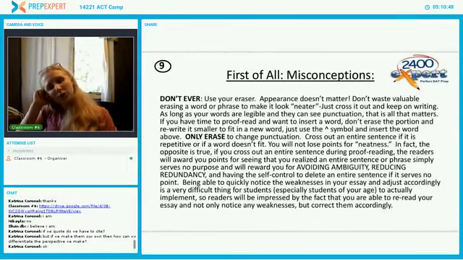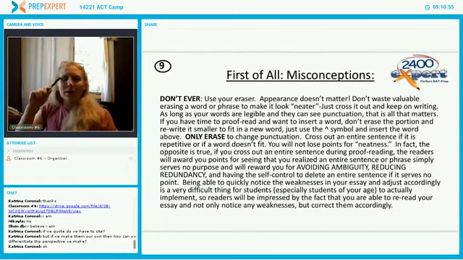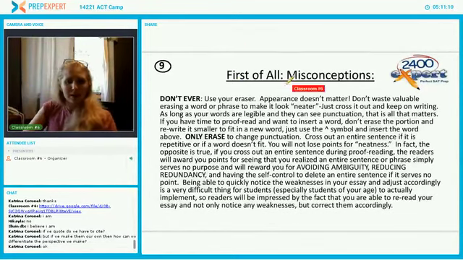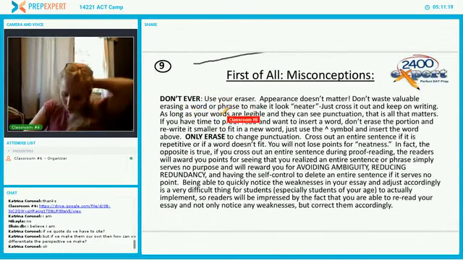All right, then we say don't ever use your eraser. The appearance doesn't matter of your essay because it is a first draft. Now, take that with a grain of salt, because the appearance does matter. You want to make sure that your handwriting is clear, that the grader can read exactly what you are writing. But by appearance doesn't matter, we're saying that it is a first draft. So if you have a sentence that you don't want, just cross it out with a line. Okay, don't scribble and erase and have eraser marks all over the place.